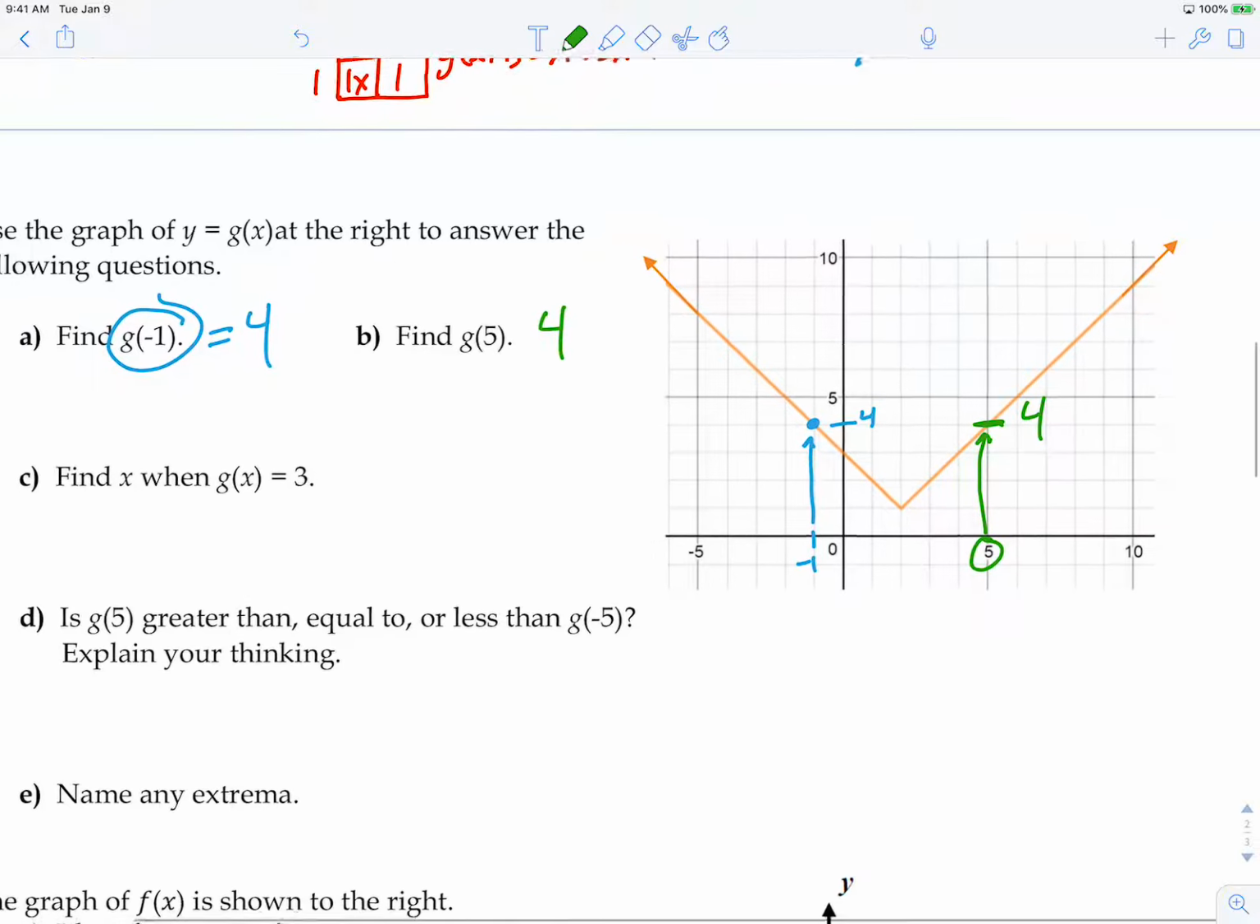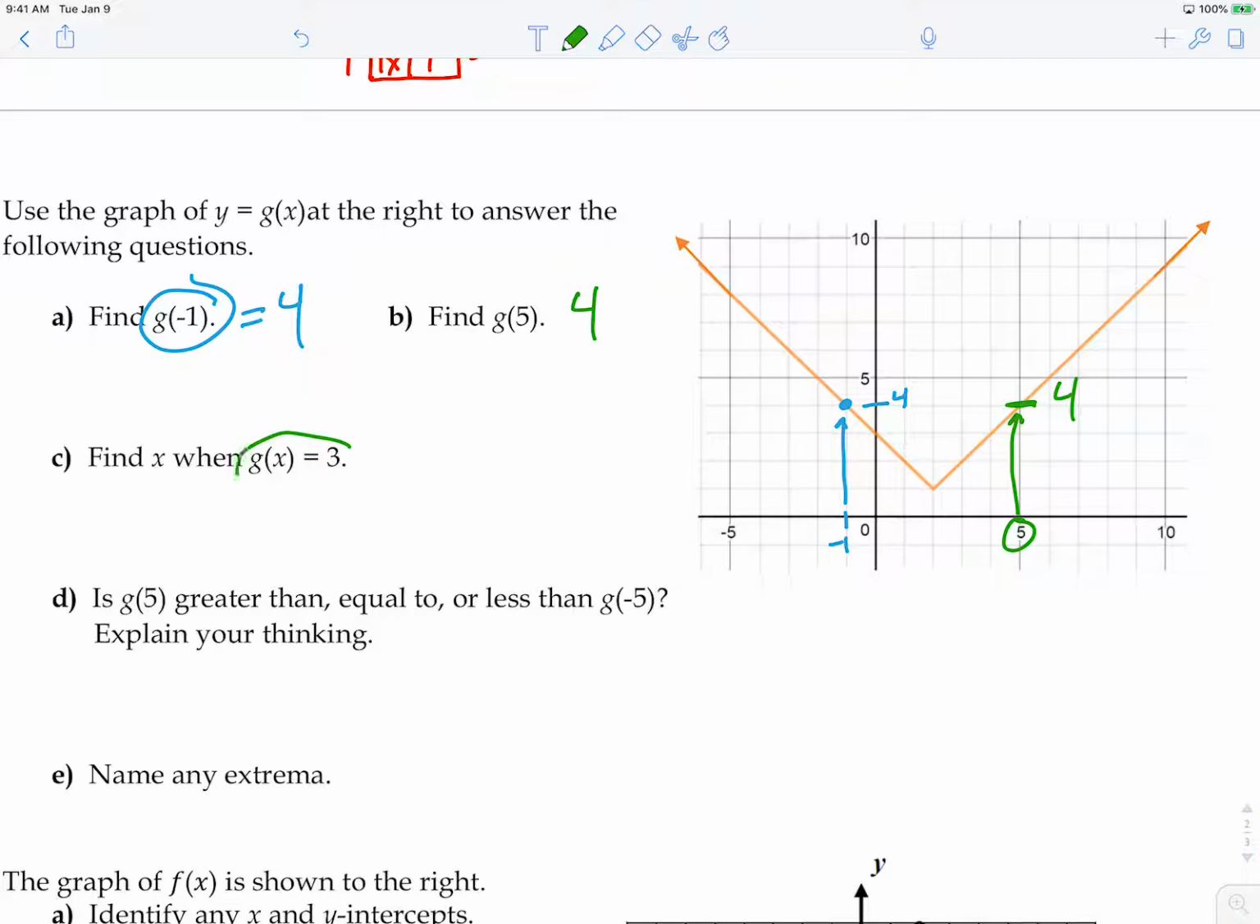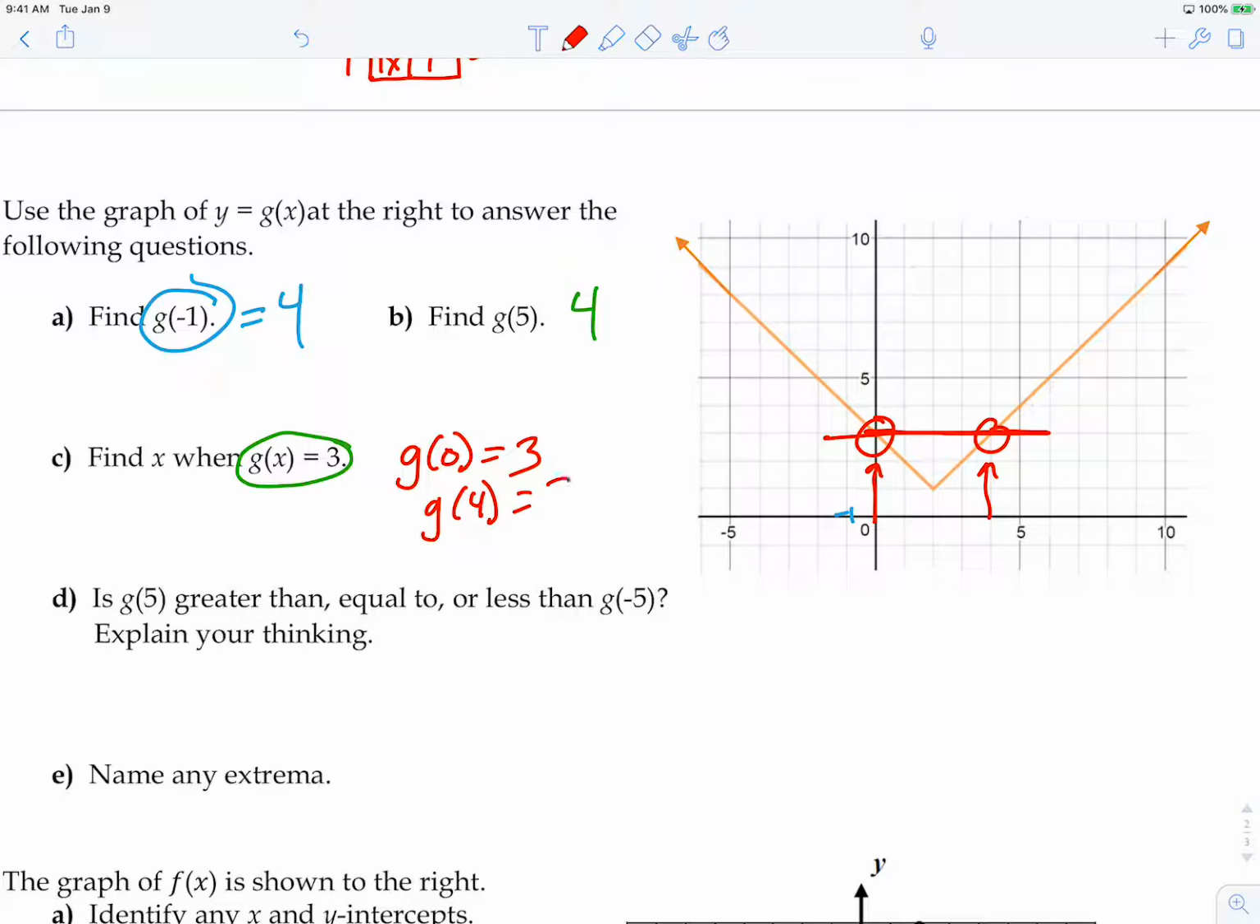Then, if you were asked to find an answer, but you found out the answer was 3, well, what were you looking at? So the answer has to be a 3. So if we wanted our answer to be 3, it's got to be somewhere around here. So that ends up being, nope, one more up. That ends up being here and here. So g of 0 equals 3, because if I go to 0, I go to 3. And g of 4 equals 3 also.